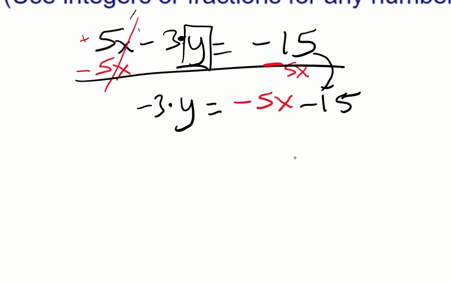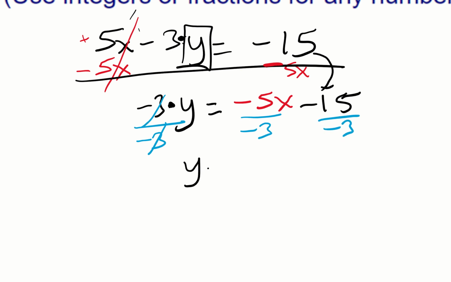Now, we need to get rid of the negative 3, keeping in mind that this is actually a multiplication problem. The only way I can undo multiplication is with division. So I have to divide both sides. So I'm going to divide both sides by negative 3 here. And that's the only way to get rid of this negative 3. I have to do the same thing on every single thing on the other side.